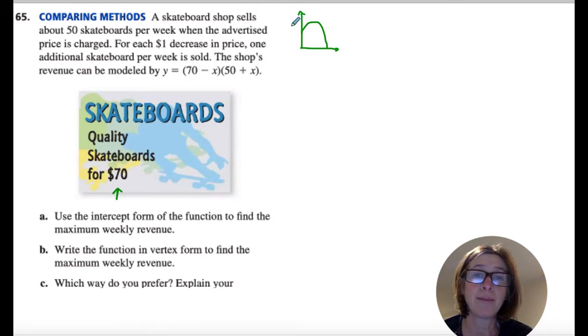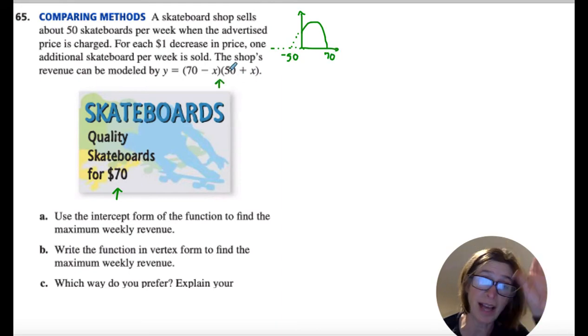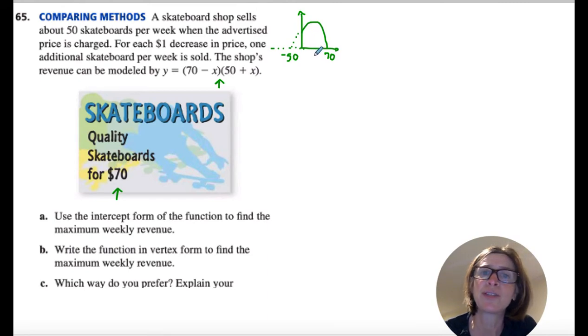All right. But the thing about it is I also know that if I sketch the graph, the x-intercepts are negative 50 and 70 because this is intercept form, and that's what it provides me. It provides me with the x-intercepts. So that's actually important for me to know.